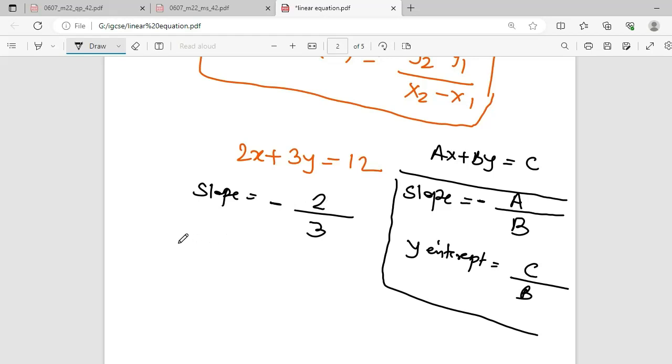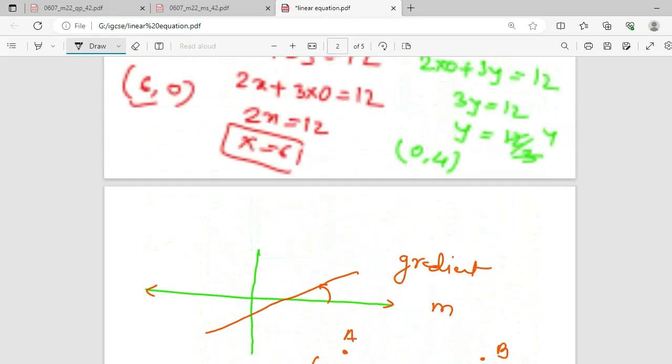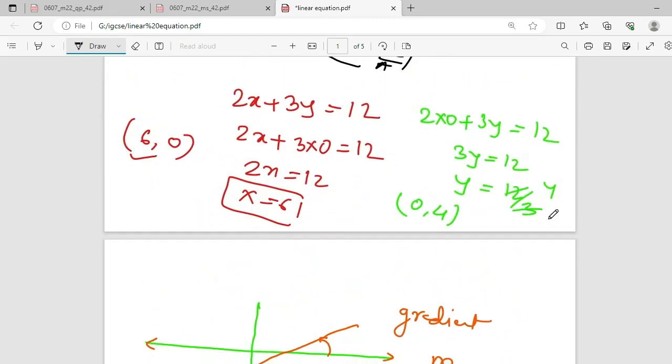Okay, and if I want to find the y-intercept, in this scenario the y-intercept is nothing but the constant upon b, which is the coefficient of y, that means 3. So this is 4. Now let's see, the value we got for the y-intercept was 4 in the previous example as well.